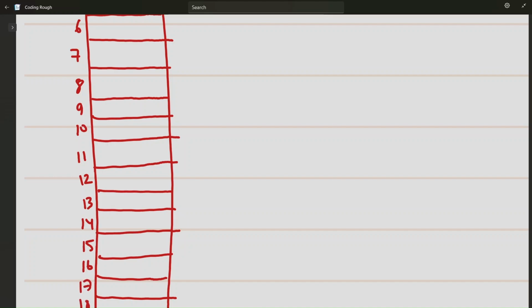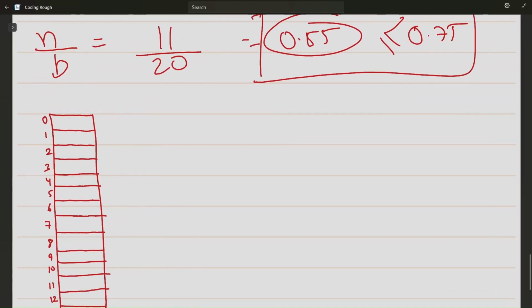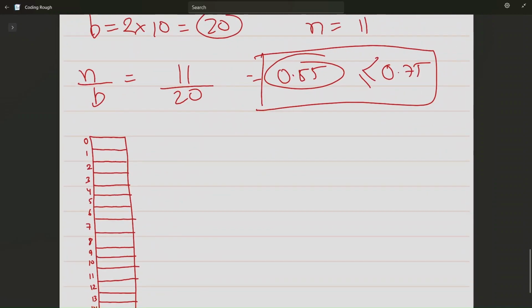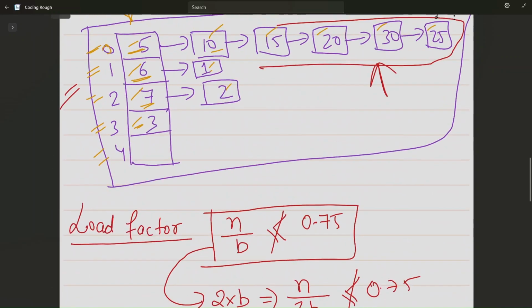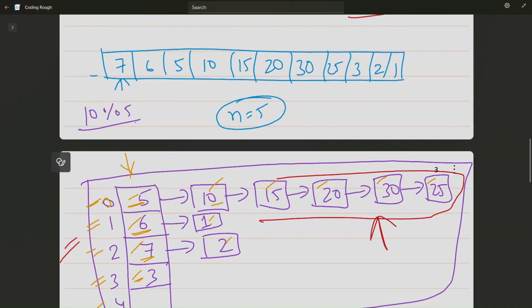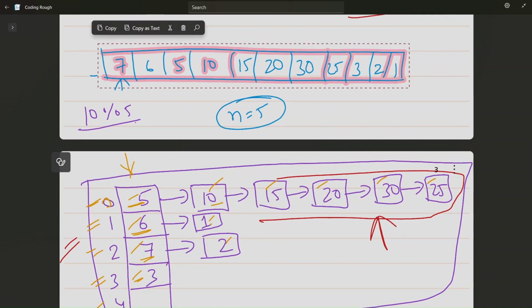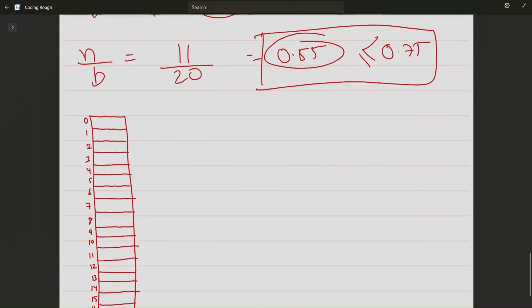Okay, so now let's recalculate the value. What was our integer? Our integer was something like this, over here.